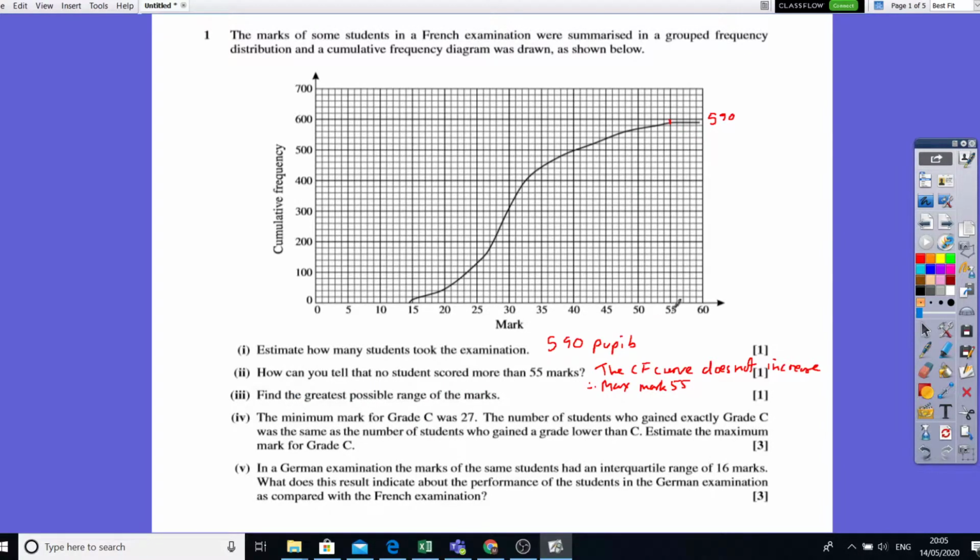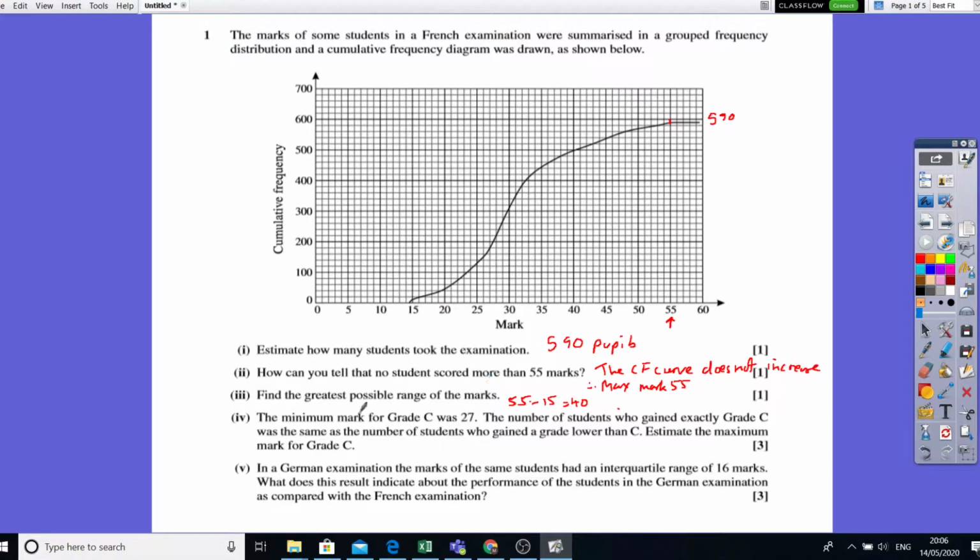Now the greatest possible range of marks is, obviously we said that 55 is the maximum mark, and looking on here, the cumulative frequency just picks up from there. So you could actually say it's just after 14 it picks up, so you could say 15 or 14 marks, it doesn't really matter. You get a range of marks acceptable. If I said that it just picks up, that's the first candidate there, 15 marks. So if we say the greatest possible range, we say 55 take away 15, and that'll give us a range of 40 marks. If you want to put a maximum mark, you could even go down to 14 here, get 41, so that's okay.